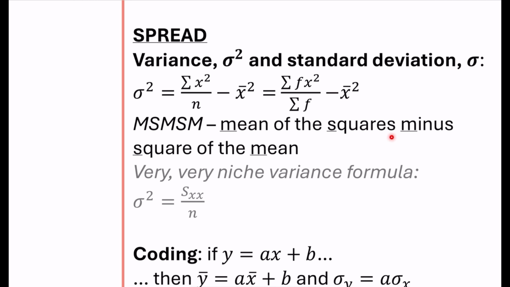The first thing is the mean of the squares. This means you take the x values and you square them first.